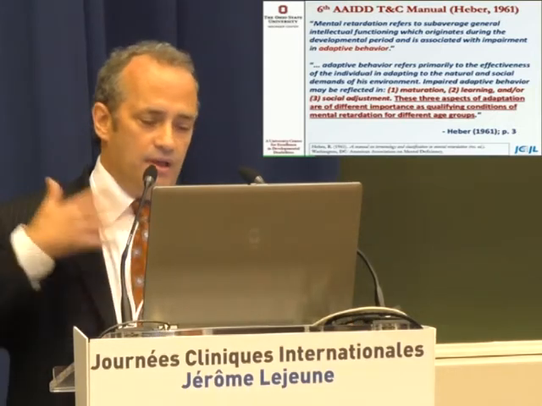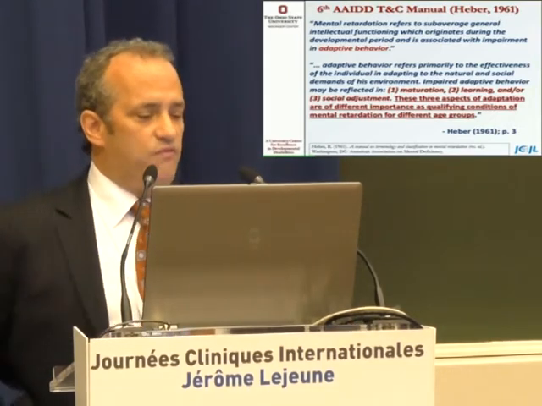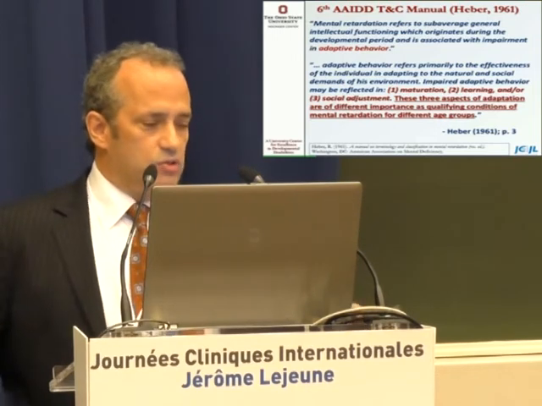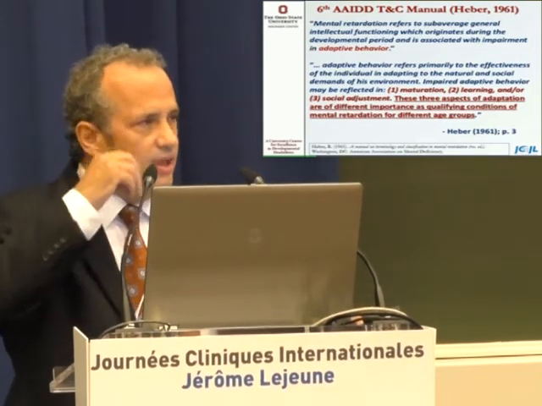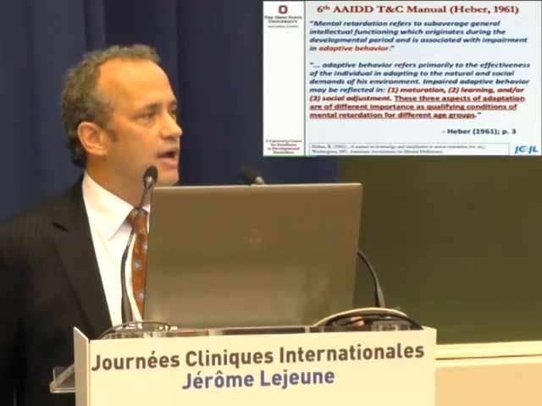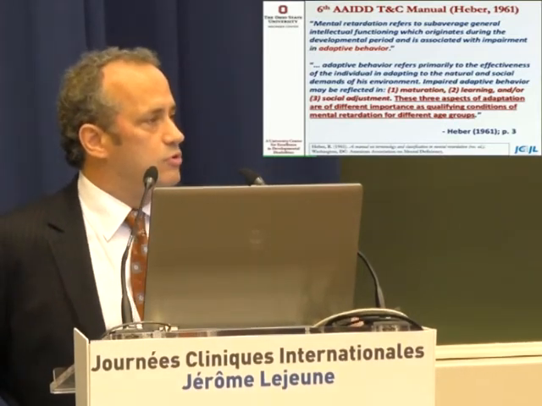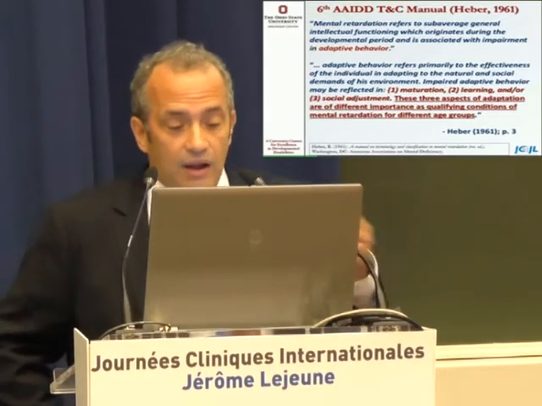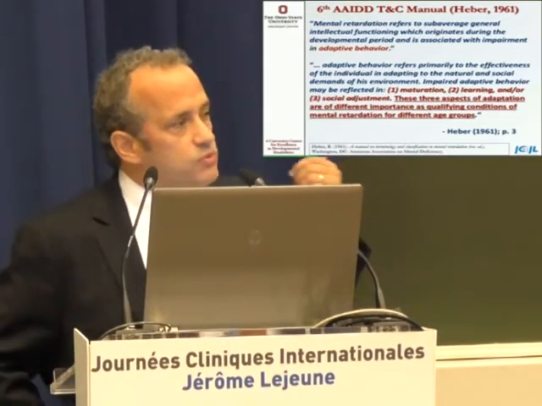So we've come, and in 1961, the AIDD further refined that definition of maturation, learning, and social adjustment as being what they called adaptive behavior, and that's the first time we saw the term adaptive behavior used, which was in 1961. And I want to point out that this is really true.